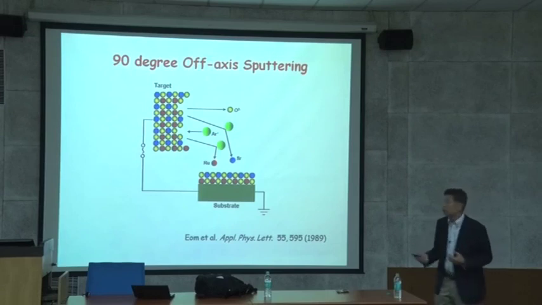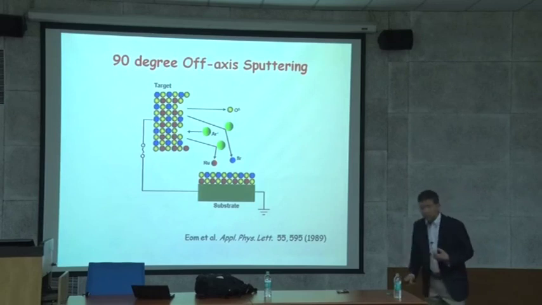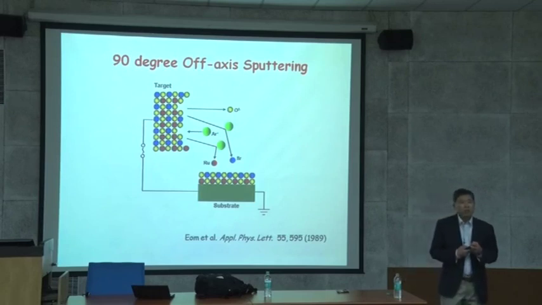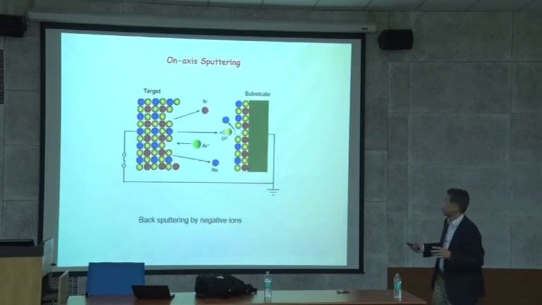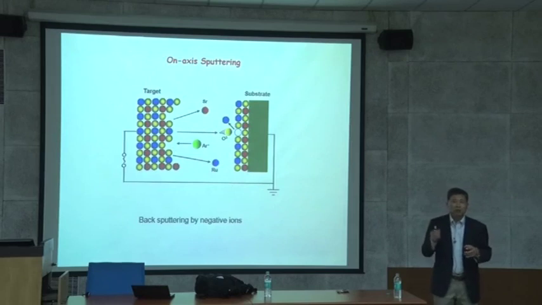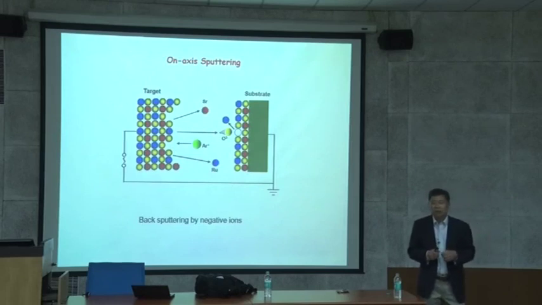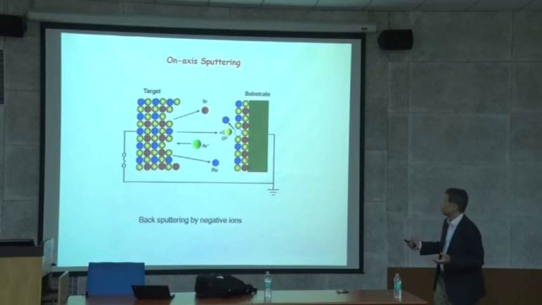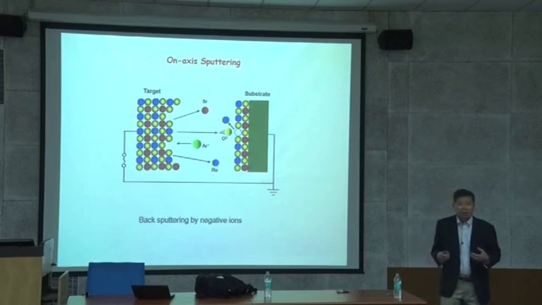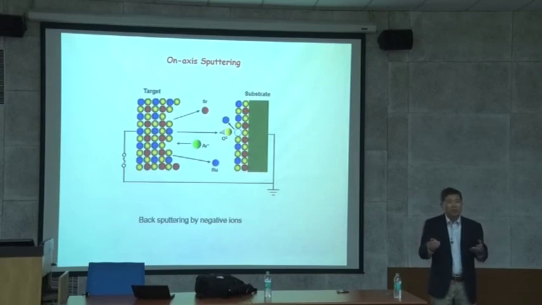Okay? So this is called 90-degree offset sputtering, and this is the first one I tried, many years ago, with this geometry. Every time you grow this superconducting film, it's not superconducting, or it can be insulating, because the stoichiometry is not correct. But the problem with this one is oxygen here. It doesn't sputter all of them. It back-sputters selectively.